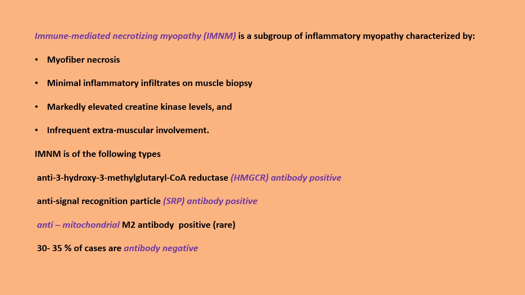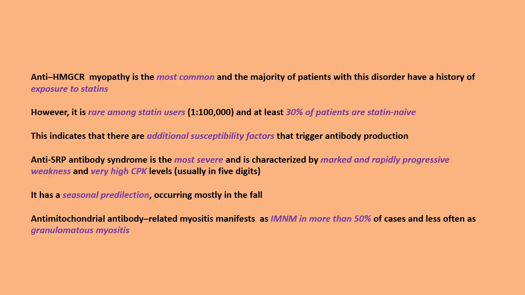It is of the following types: HMGCR antibody positive, SRP antibody positive, anti-mitochondrial antibody positive, which is rare, and 30 to 35% of the cases are antibody negative. Anti-HMGCR myopathy is the most common, and the majority of patients with this disorder have a history of exposure to statins. However, it is rare among statin users, and at least 30% of the patients are statin naive. This indicates that there are additional susceptibility factors that trigger antibody production.